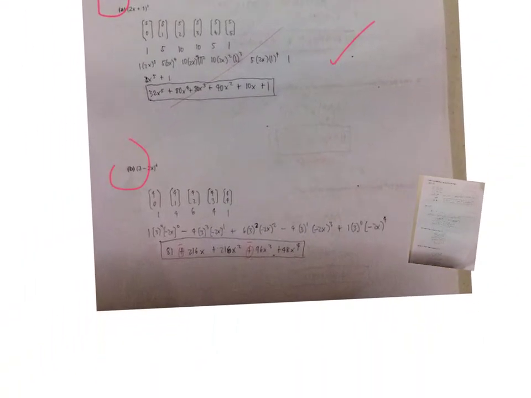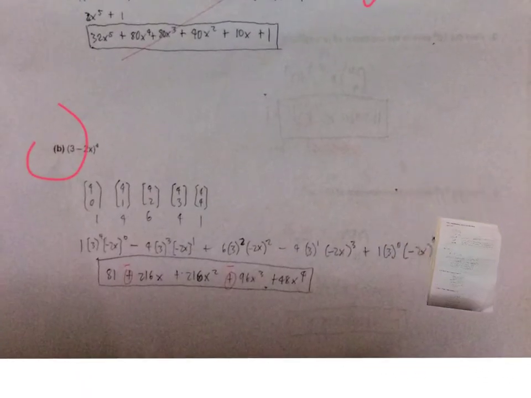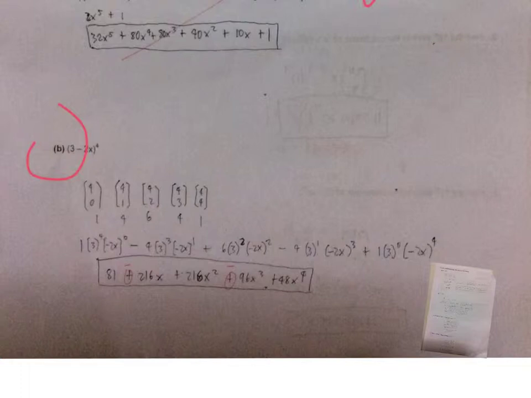So this is correct. When you answered letter B, let's look at your letter B. So you know how to simplify, you know how to find each term, except that you made a mistake on the signs. The error came from having the minus sign in the second term and fourth term.